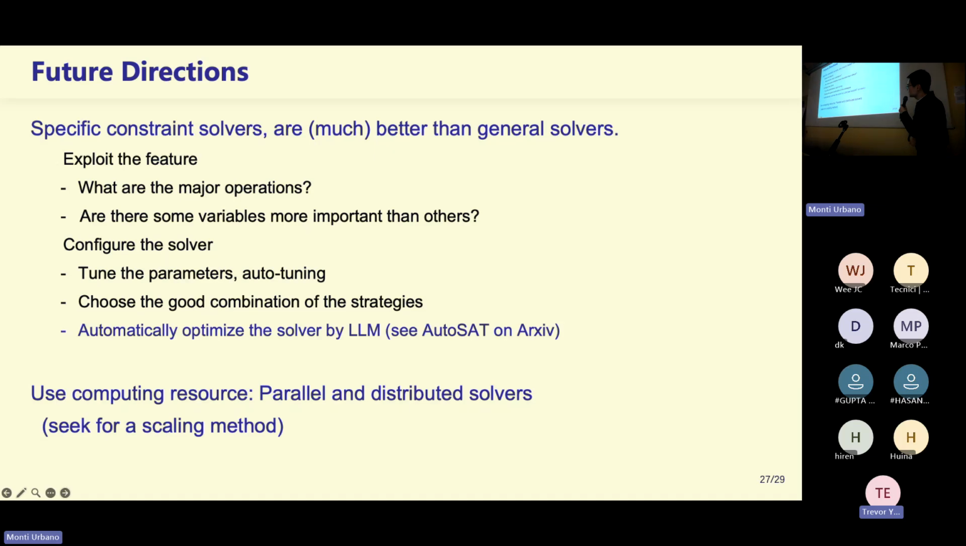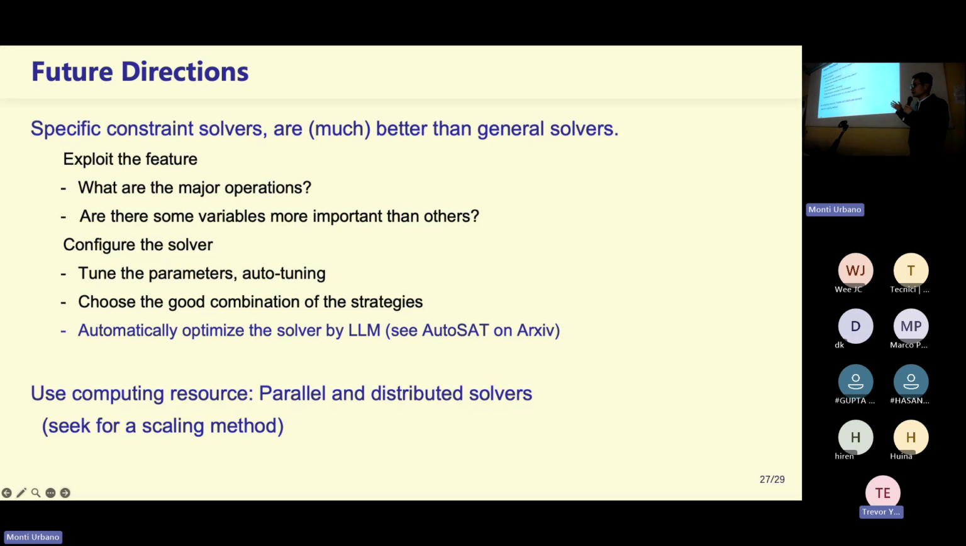And also we can configure the solver. We can tune the parameters, and we can choose a good combination of the strategies. And also a recent very interesting idea is to use LLM to optimize the solver by rewriting the code. We have designed an auto SAT solver developed by LLM, and we put it on GitHub, and the paper was on arXiv. And this solver is very interesting because we start with just several hundred lines of C++. And this is a very simple and basic version.